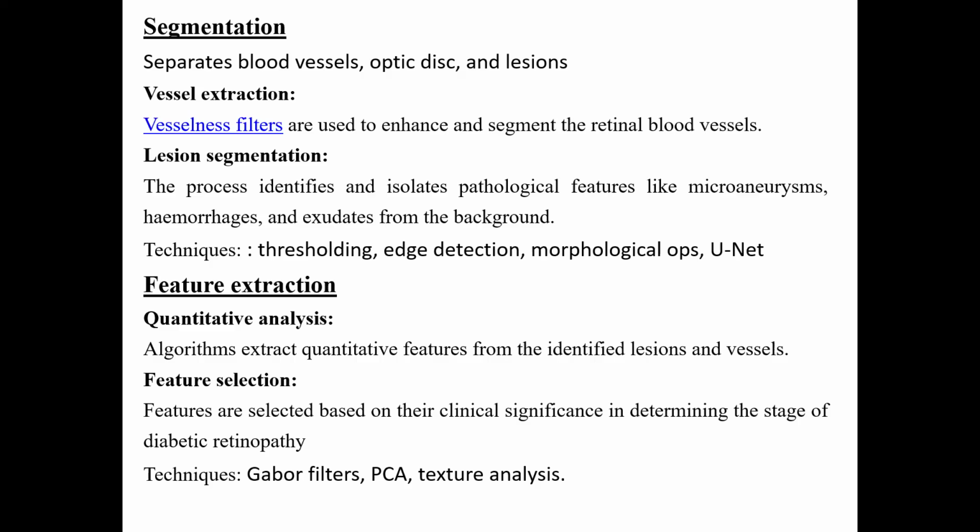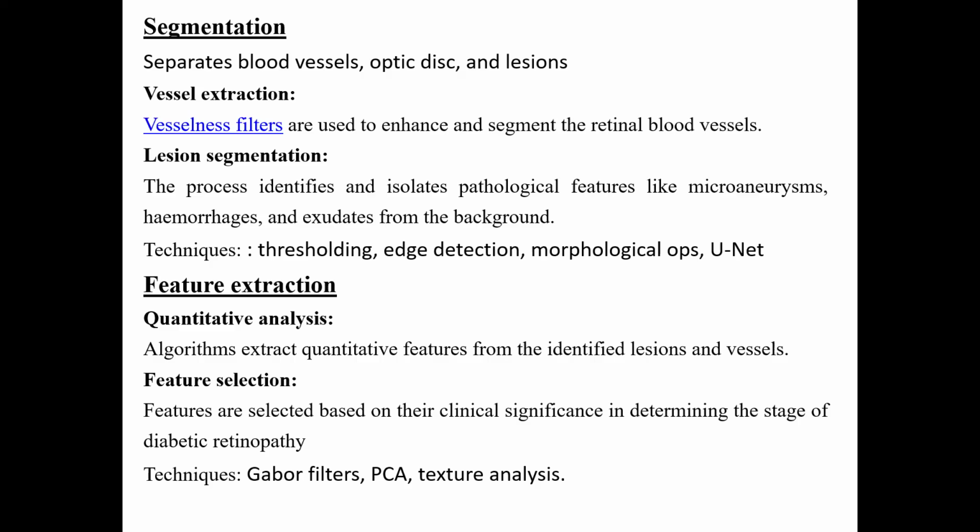The next step is feature extraction. Feature extraction is used for extracting various features from the already pre-processed and segmented images. This is done for performing quantitative analysis. That is, we use algorithms for extracting quantitative features identified from the lesions and vessels, that is, the measurable features which can be used for diagnosis. Then feature selection: based on the analysis, features are selected, and these can be used for determining the stage of diabetic retinopathy.